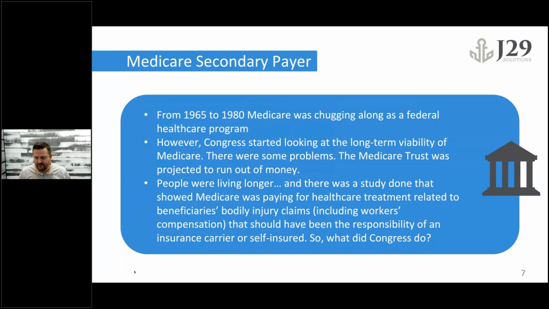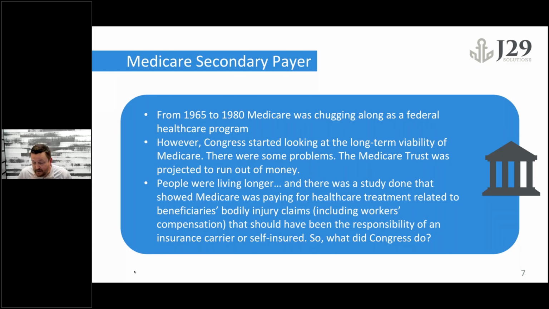Back in 1965, 65 years of age was considered old age, and now 65 is a spring chicken. That's the new 30 or 40. Medical science was advancing. People were taking better care of themselves. So Congress started looking at the long-term viability of the Medicare program, and they were going, gosh, we're going to run out of money.